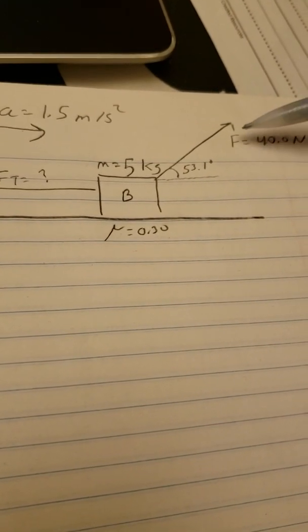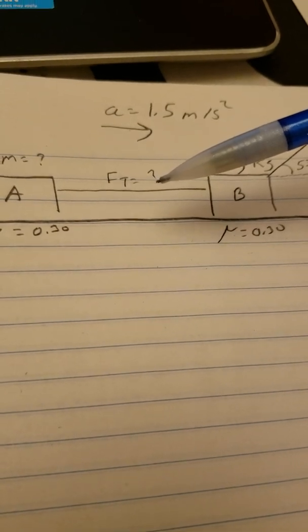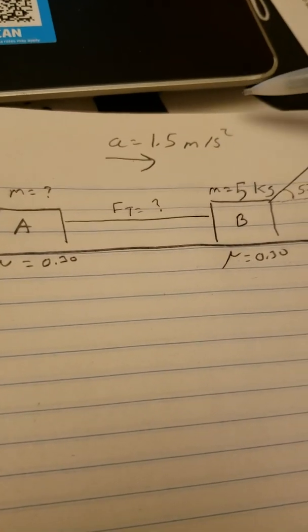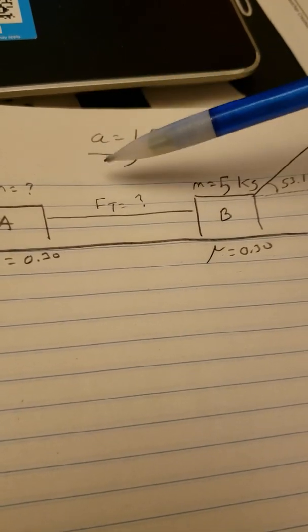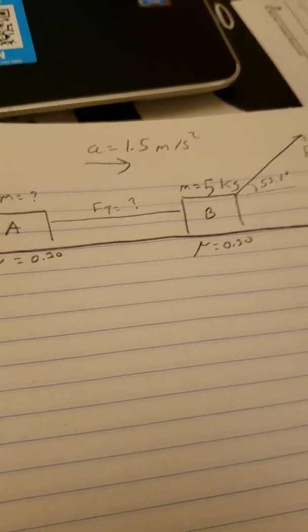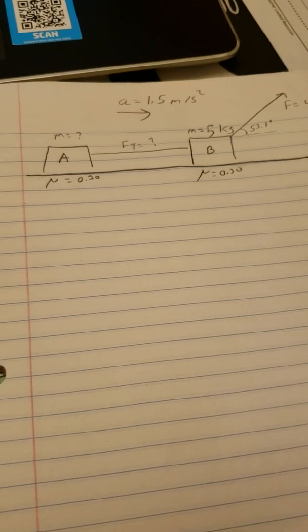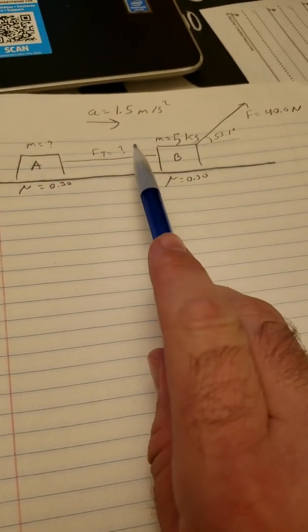Box B has a mass of 5 kilograms. We have our force of 40 newtons being applied at a 53.1 degree angle. And both boxes have a mu kinetic of 0.3. And the only other piece of information we have is that the whole system is accelerating this way at 1.5 meters per second squared. Okay. So we're going to put this in terms of net force. Since there's constant acceleration going on here, we know we have a net force going this direction of something. We don't know what it is yet, but we're going to find it.